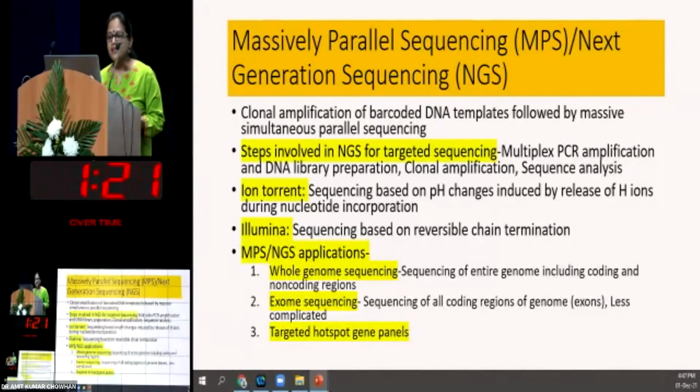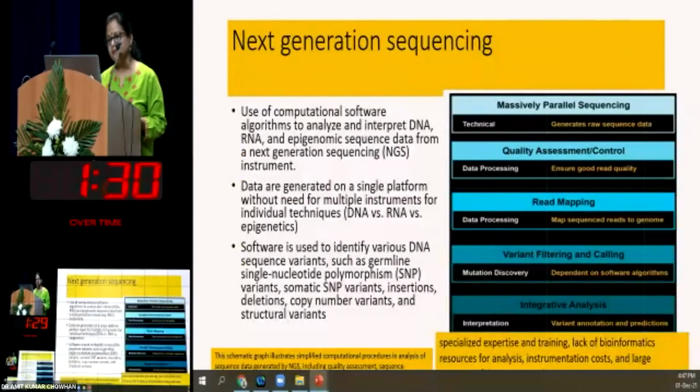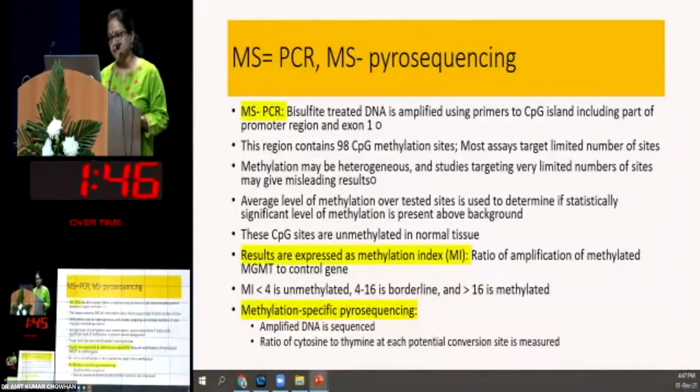And the applications for NGS are whole genome sequencing, exome sequencing, and targeted hotspot gene panels. So next generation sequencing has several steps that need specialized expertise and training. Lack of bioinformatics resources for analysis, instrumentation costs, and large amounts of data generated are limitations for using this.